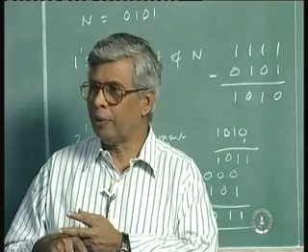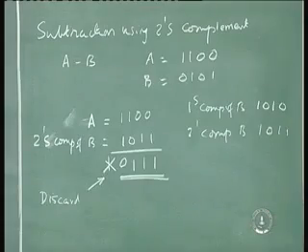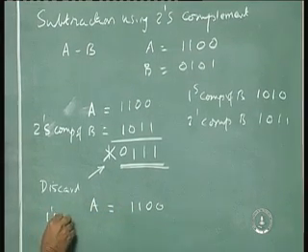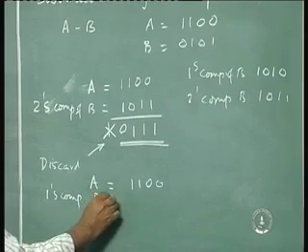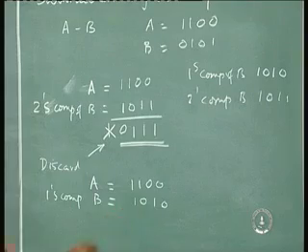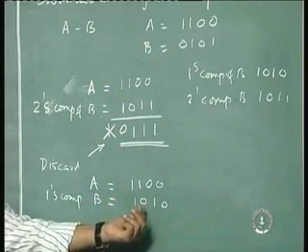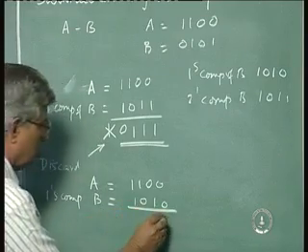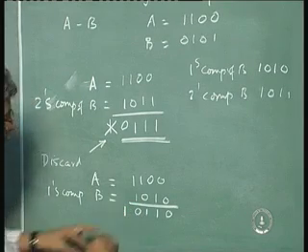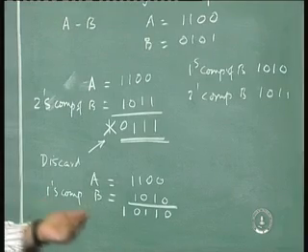I can also do it the 1's complement way, but then I will get one less, and I add 1 to it finally. Suppose I do 1's complement addition. A is 1100, B is 0, 1, 0, 1, and the 1's complement of B is 1, 0, 1, 0. Is that right? Add. Now I can't discard this carry, because I know that this carry has to be added back; I have to add 1 to it.